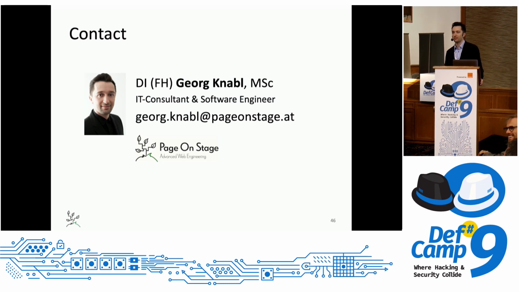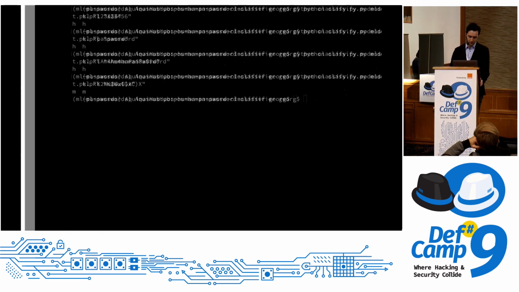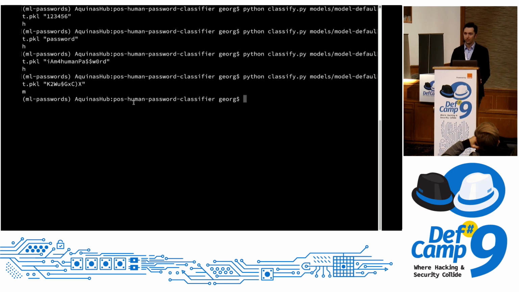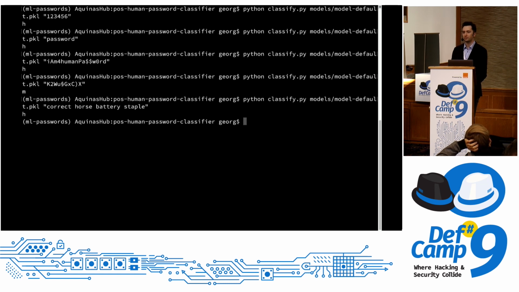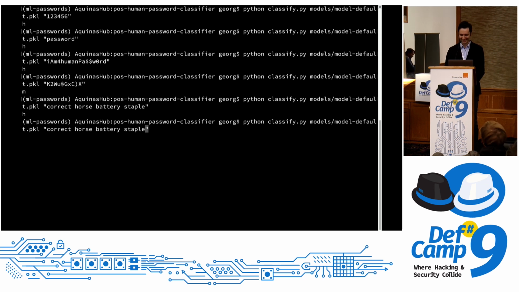In the previous demo you showed us, could you please run the same demo with phrases, words like correct, horse, battery, staple? I was wondering what your model would render. It would be a human password, I'm pretty sure. But actually, it's a really long password, so we'll see. Correct, horse, battery, staple, human. Thanks. Do we have another one? DefCamp. Let's see. Yeah, we can play around with that all the time now.